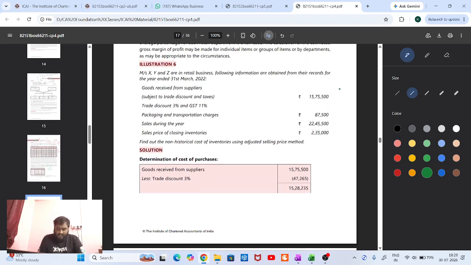And then there is illustration 6. M, S, X, Y, Z are in the retail business, with the following information updated in their records. Find out the non-historic cost of inventories using the adjusted selling price method. Sir, I have not read this anywhere. Okay, sure, no issues. I'm just keeping the question with myself.